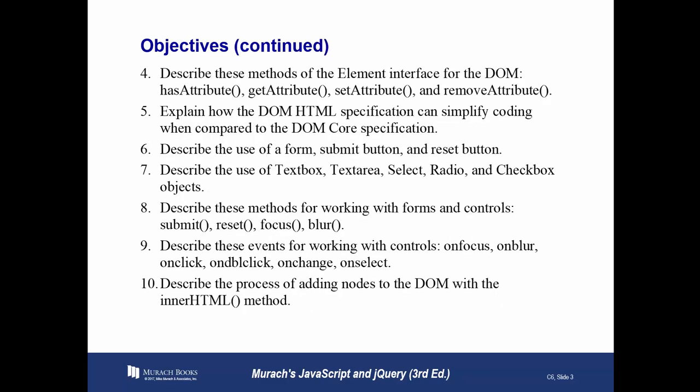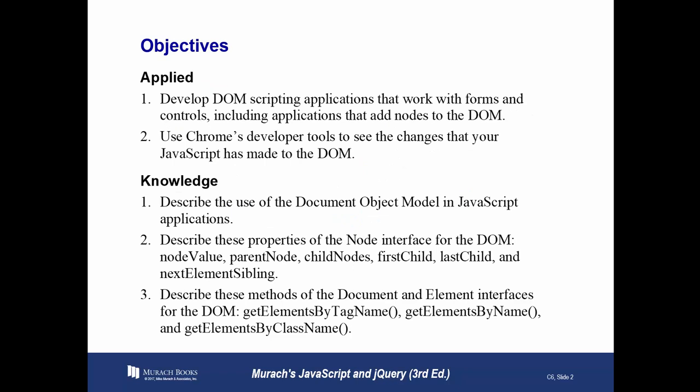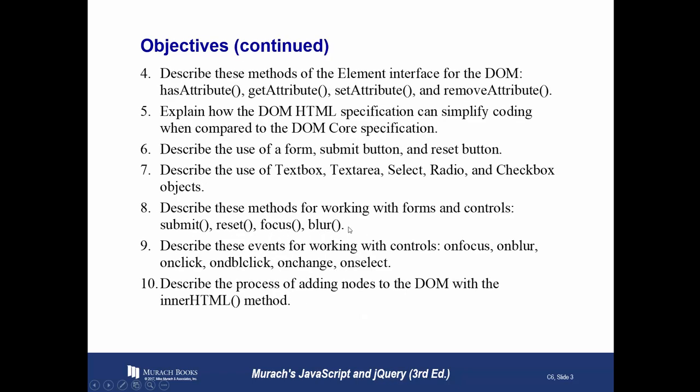Our knowledge objectives, and it looks like there are 10 of them. Describe the use of the document object model in JavaScript apps. Describe these properties of the node interface of the DOM: node value, parent node, child nodes, first child, last child, and next element sibling. Describe the following methods of the document element and element interfaces for the DOM: get elements by tag name, get elements by name, and get elements by class name. Describe the following methods of the element interface of the DOM: has attribute, get attribute, set attribute, and remove attribute.